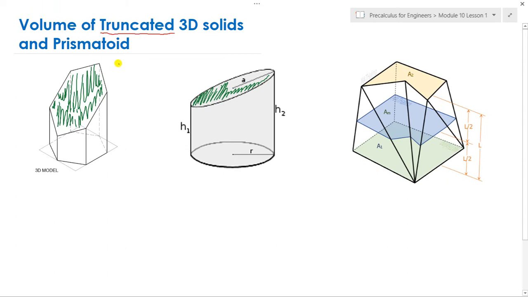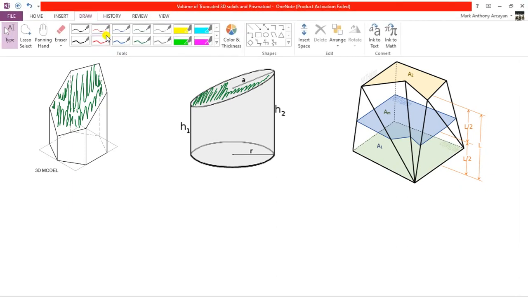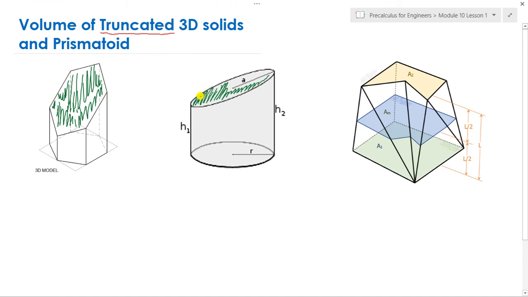The volume of truncated 3D solids and prismatoids. We are now on the volume of truncated solids. What did you notice about the cut part of these truncated 3D solids, the green part that I shaded here? It looks inclined, right? So therefore, for these truncated solids, the cut is inclined. So we can get their volume.